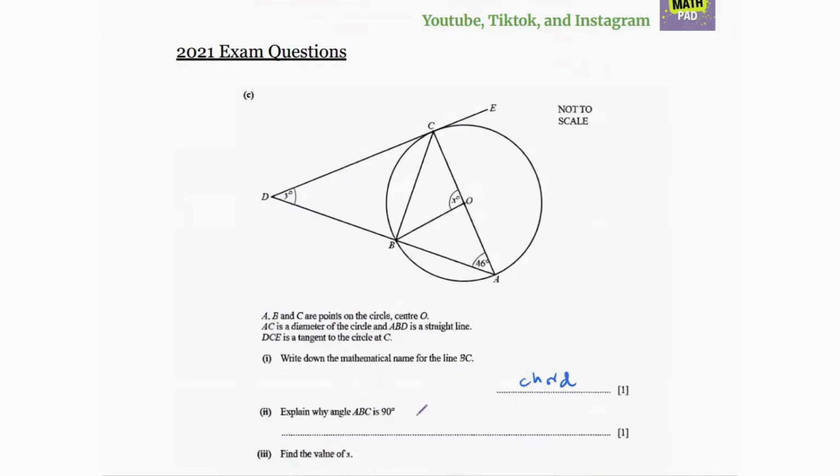And explain why angle ABC is 90 degrees. This angle is 90 because angles in a semicircle are right angles, or 90 degrees. Then find the value of x. Like I mentioned before, any line coming from the center towards the circumference is going to be the radius. So OC is equal to OB equal to OA because they're all the radius.